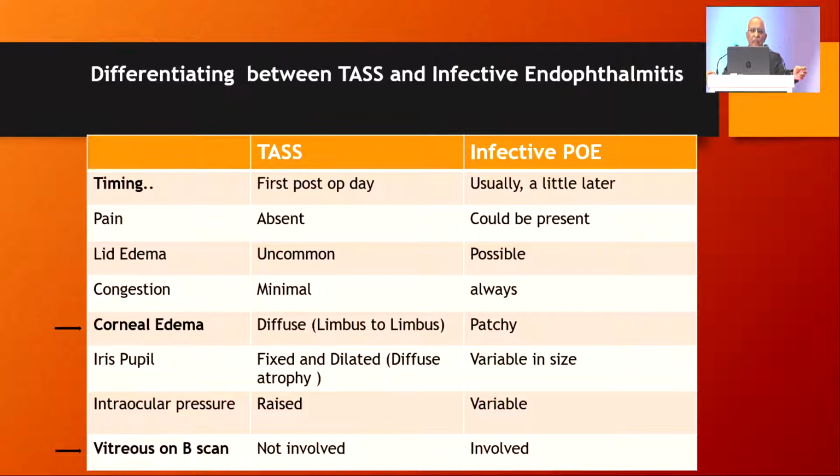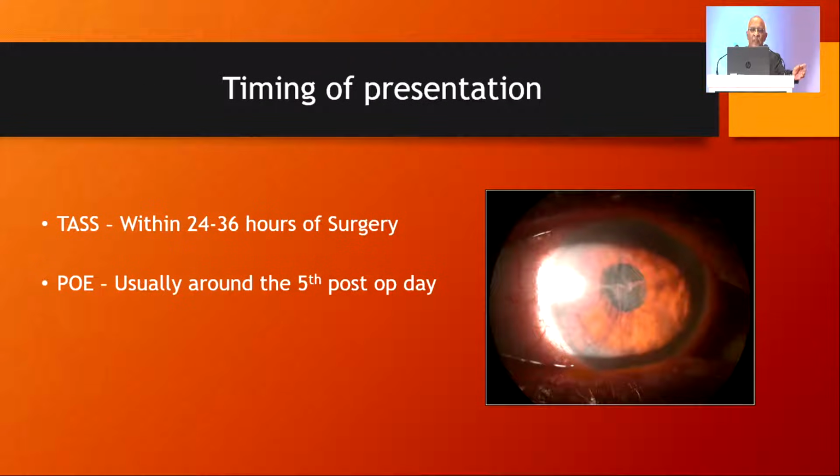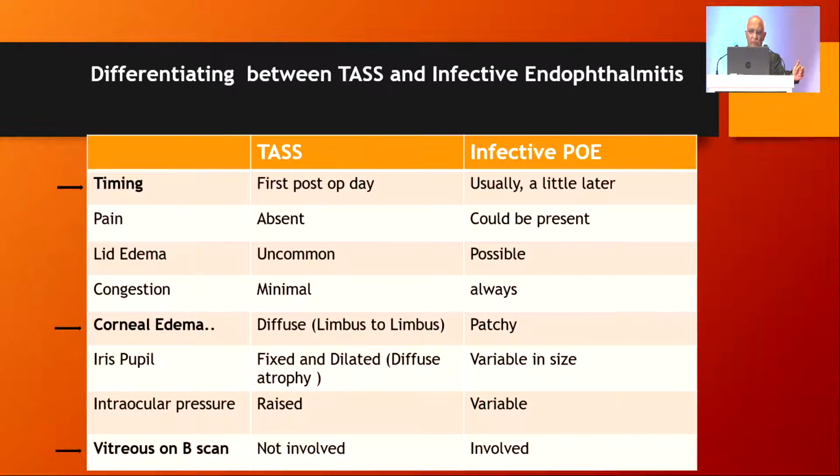So here is the famous list of differentiating factors, but I would like to draw your attention to the three marked there with the arrows: the timing of occurrence of the inflammation, the corneal edema, which is different in both, and the vitreous on B scan. So timing of presentation, TASS usually occurs within 24 to 36 hours of surgery. Post-operative endophthalmitis usually around the 5th day of the surgery.